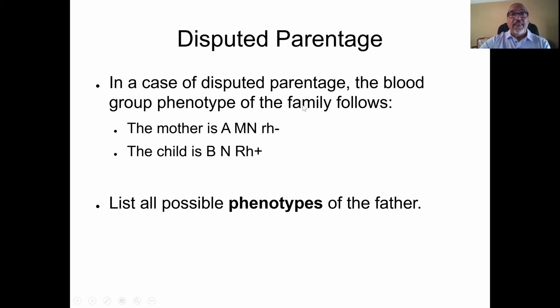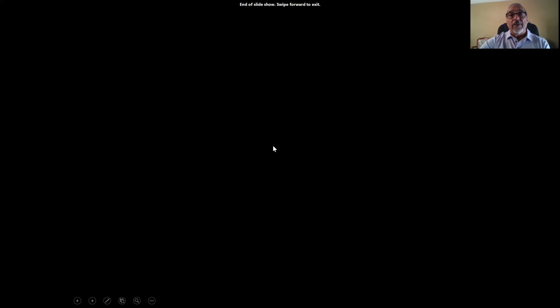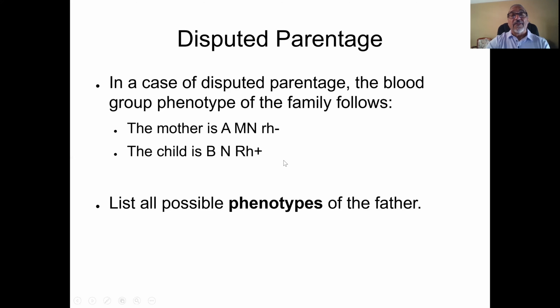And notice that in the case of disputed parentage, the blood group phenotype of the family is as follows. The mother is A, MN, Rh negative, and the child is B, N, Rh positive. You have to figure out what their genotypes may be, and then try to predict all the possible phenotypes of the father. And so there are a couple of these disputed parentage problems in the problem set. These are kind of fun to figure out.